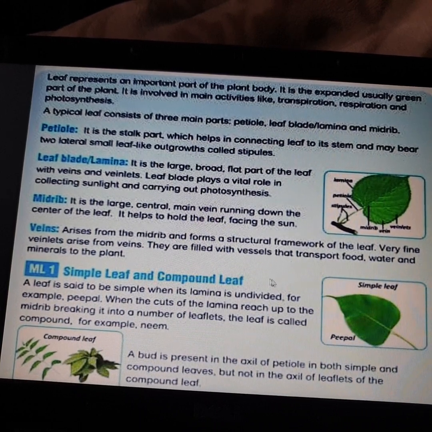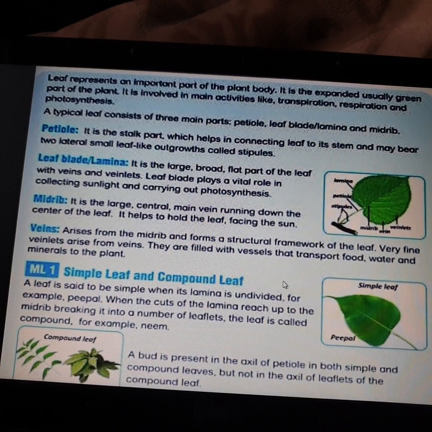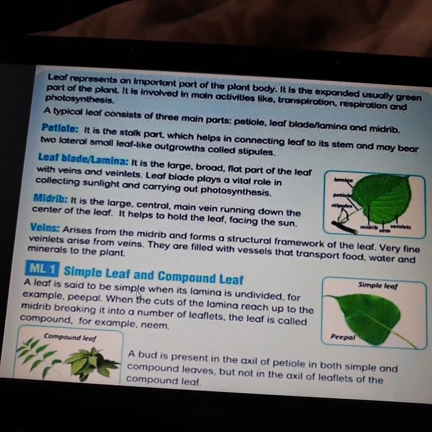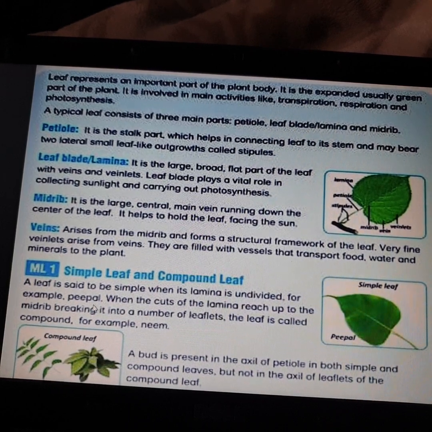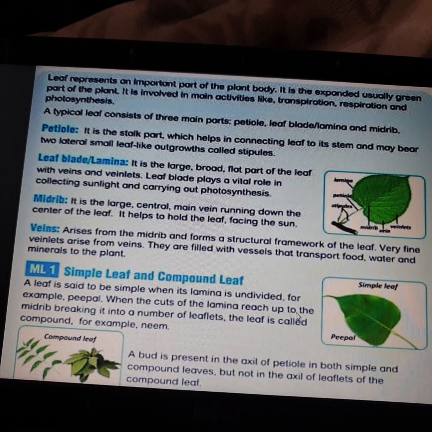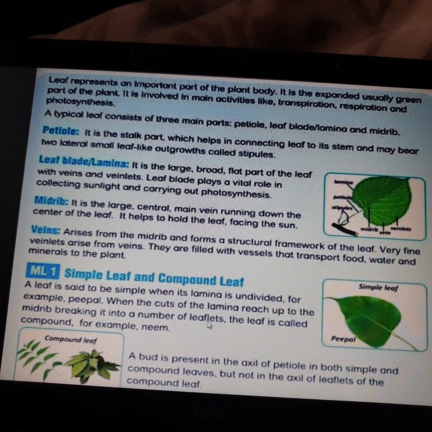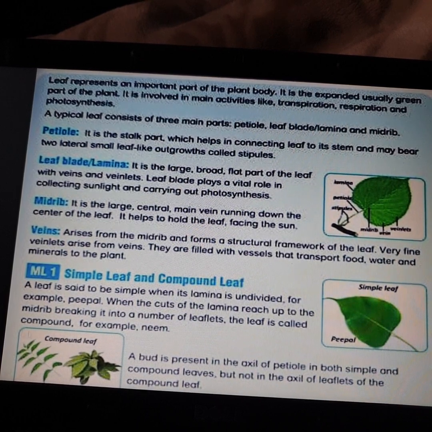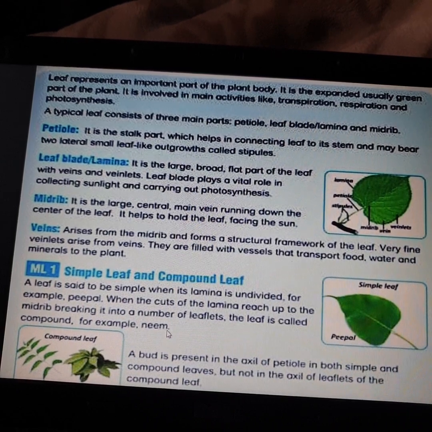Okay. Now let us see about a simple leaf and a compound leaf. A leaf is said to be simple when its lamina is undivided, for example, peepal. When the cuts of the lamina reach up to the midrib, breaking it into a number of leaflets, the leaf is called compound. For example, you can go with the neem.